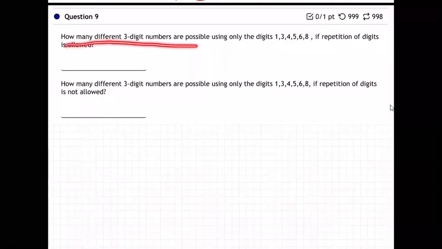How many different three-digit numbers are possible using only the digits 1, 3, 4, 5, 6, 8, if repetition of digits is allowed? And then the same thing down here, but not allowed. Okay, so how are we going to do this? How many different three-digit numbers?